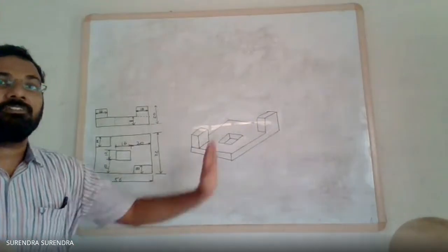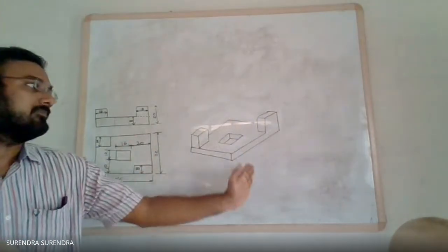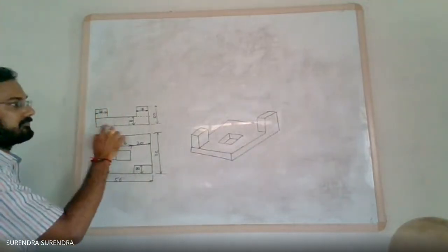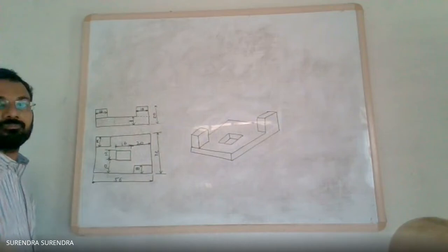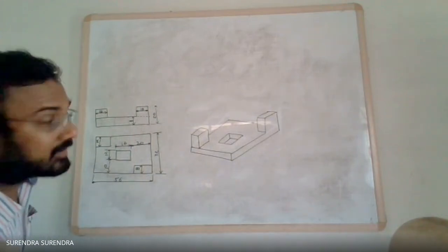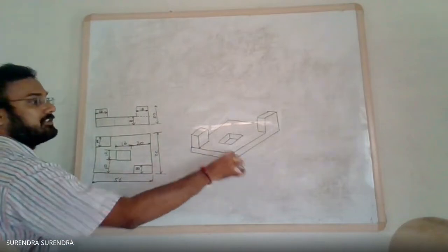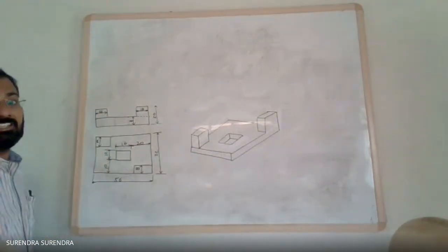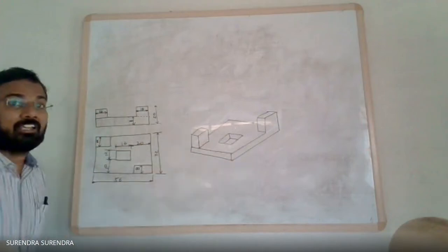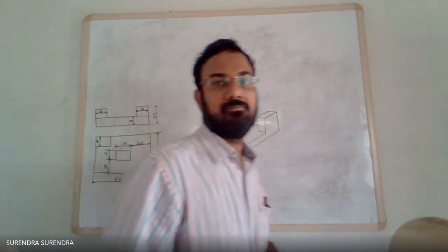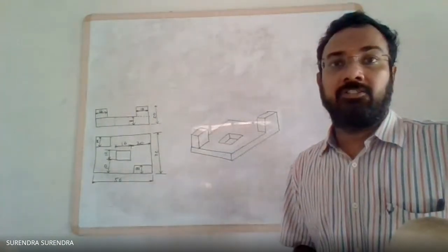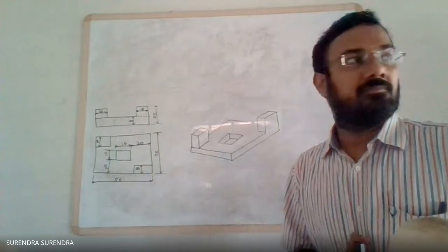Now relate the front view. We can see this shape, plus one more block on the other end. In between there is a rectangular hole. Is that clear, did you understand?